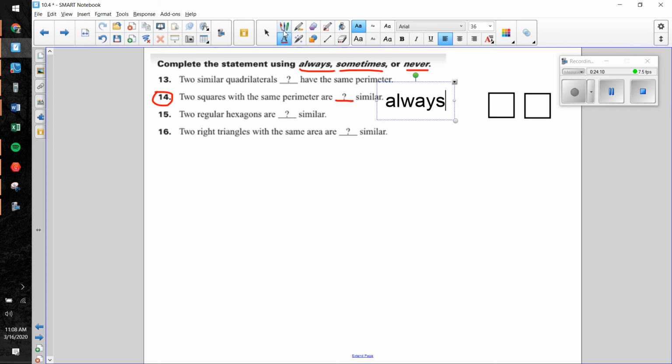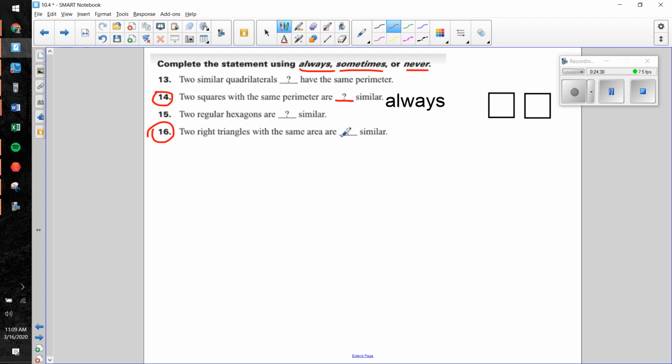Let's take a look at number 16 then. Okay, number 16 right here. Two right triangles with the same area are blank similar. Again, always, sometimes, or never. Okay, and to figure that one out, we've got to think about what it could look like. Two right triangles with the same area.